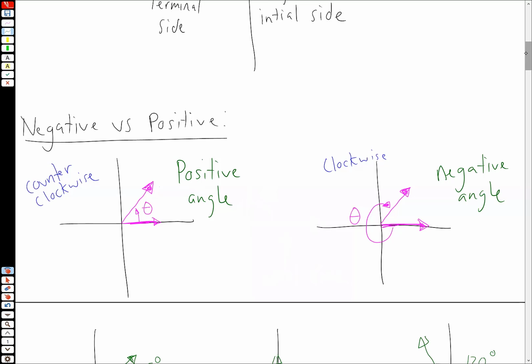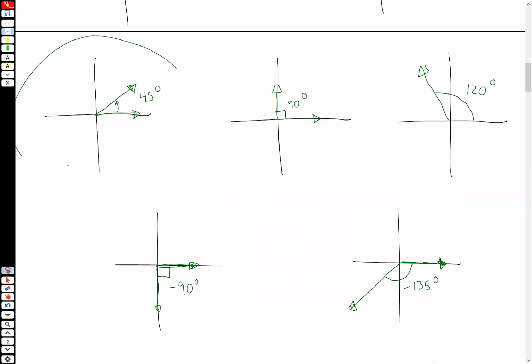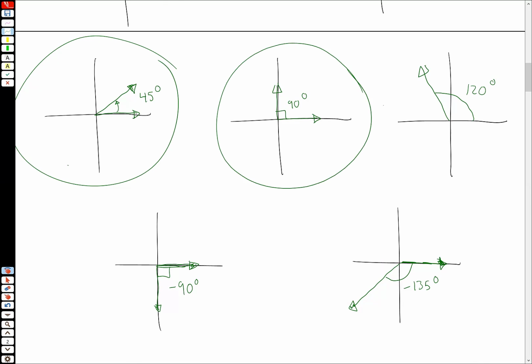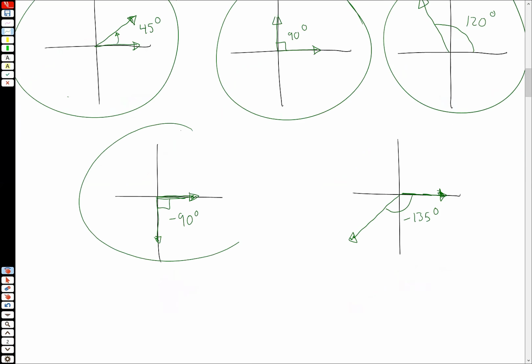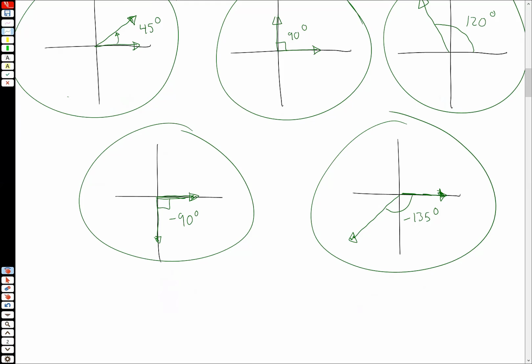So here's some examples. This right here would be about 45 degrees. This is 90 degrees. Here's about, now this isn't perfect, about 120 degrees. And again, notice that we're rotating counterclockwise in each one of these angles, so we would have a positive measurement. Now the two examples below here, we're rotating clockwise, so we have negative measurements. This would be negative 90 degrees, and this would be negative 135.